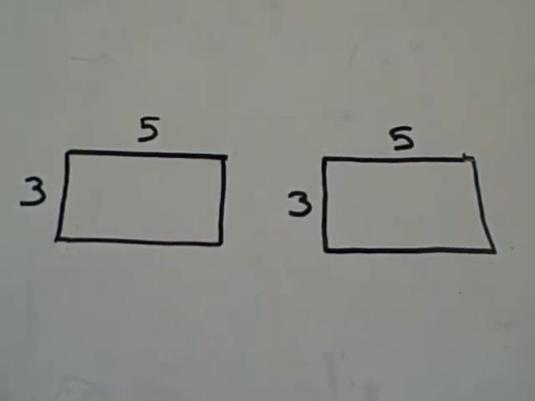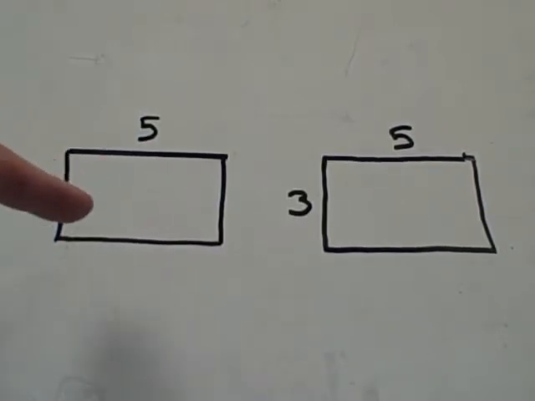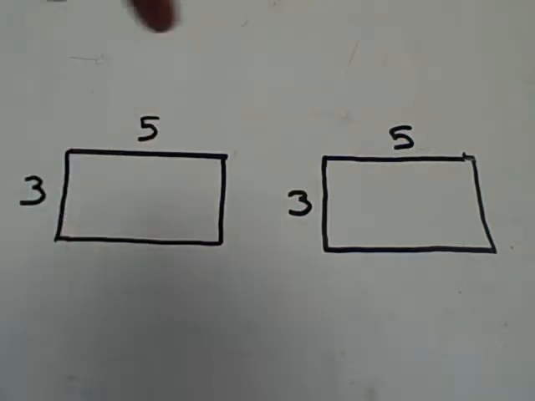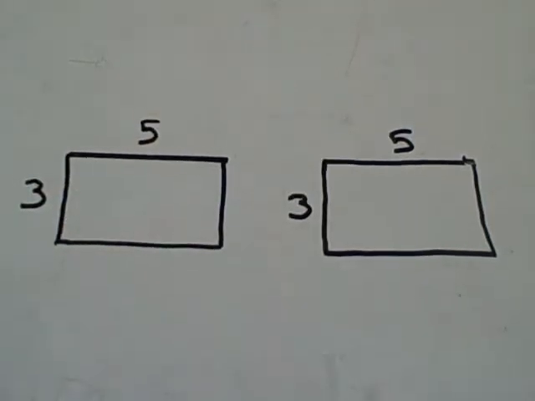Today we're going to partition rectangles up and find the area using the distributive property. So I've got a rectangle here whose width is 3 and its length is 5. And I'm going to use the same rectangle right over there.